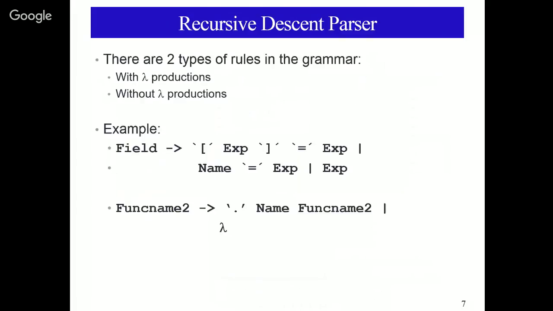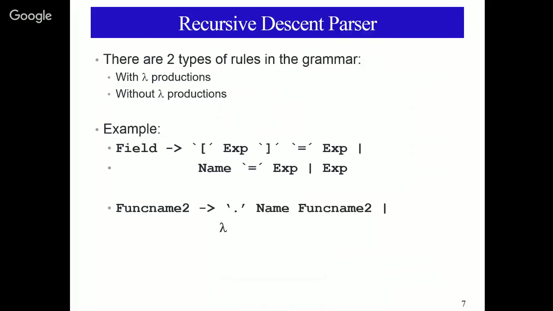So there are two types of rules, one with lambdas, one without lambda. As you can see here, I have a field, which is a bracket, expression, bracket equals expression, or name equals expression. The name here is like IDs, user-defined names, and the expression is maybe an algebraic expression. And then func name 2 starts with a dot, name, func name 2, or lambda. So the field does not have lambda. Func name 2 has a lambda.